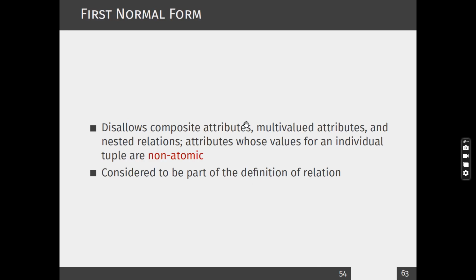Now, first normal form is very simple. It does not allow any composite attributes. It does not allow any multi-valued attribute or nested relations. And the values should be atomic.